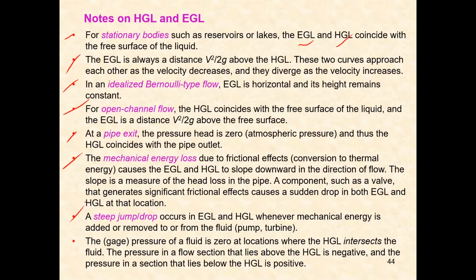A steep jump or drop occurs in EGL and HGL whenever mechanical energy is added or removed to or from the fluid due to the presence of a pump or turbine. And the gauge pressure of a fluid is zero at locations where the HGL intersects the fluid. The pressure in a flow section that lies above the HGL is negative, which means that it is vacuum, and the pressure in the section that lies below the HGL is positive.